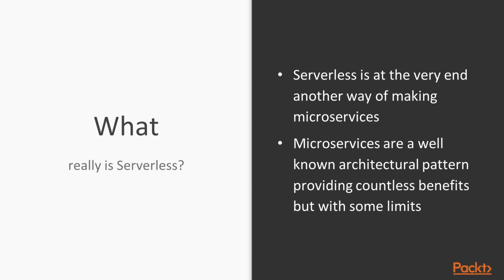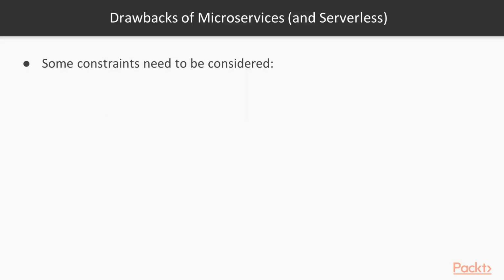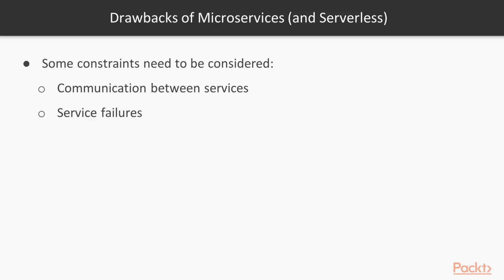So microservices are a well-known architectural pattern that provides a huge number of benefits, but comes with some limits that you have to consider. In particular, there are constraints regarding communication issues, because when you have a lot of services, you have to coordinate between them and exchange messages between them. Then you can also have a chain of services where some service can fail. So you have to handle service failure, and in particular, partial service failure.